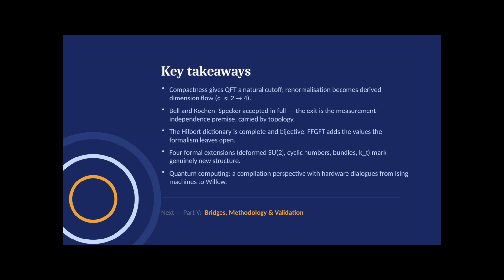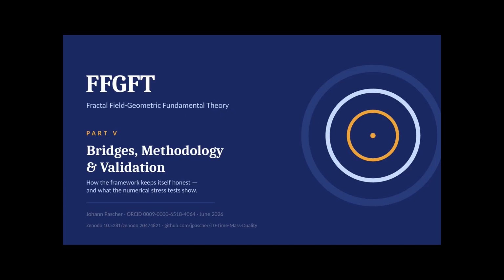Next, part 5. Bridges, methodology, and validation. Slide 45. Part 5. This is where the theory turns the microscope on itself. How does it keep itself honest? What happens when you run hard numerical stress tests? And crucially, what would it take to prove it wrong?